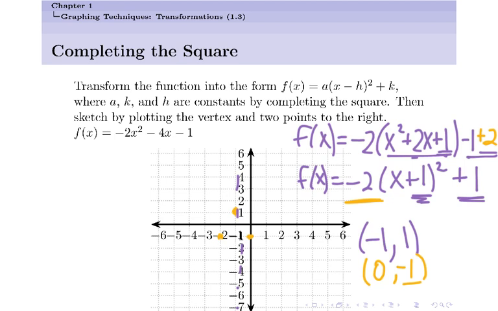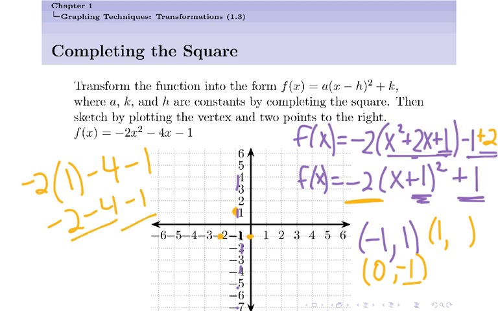So what's another value to the right of 0? 1. See, I'm sticking pretty close to the vertex, as close as I can, while using integers. So I have -2 times 1 squared, which is just 1, minus 4 times 1, minus 1. So I have -2 minus 4 minus 1, so I get -6. -6 minus 1 is -7. So 1, -7, I'm down here, and I can reflect it right over what's called an axis of symmetry.